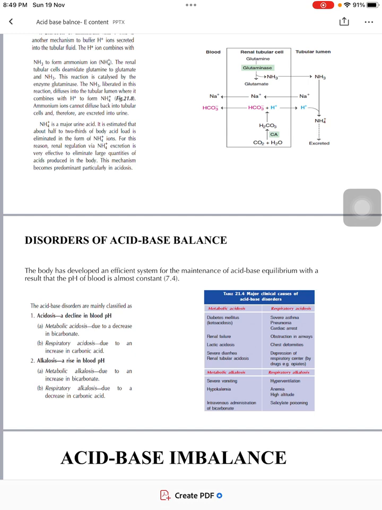It is estimated that about half to two-thirds of the body acid load is eliminated in the form of ammonium ions. For this reason, renal regulation via ammonium excretion is very effective to eliminate large quantities of acid produced in the body. This mechanism becomes predominant, particularly in acidosis.